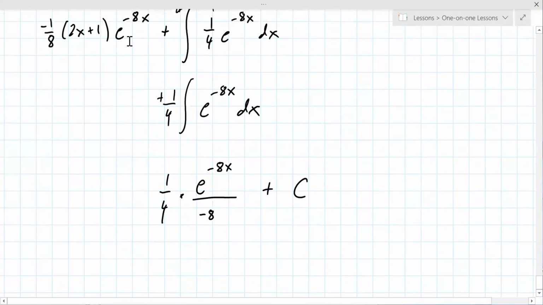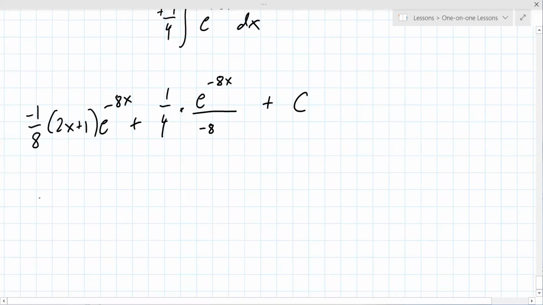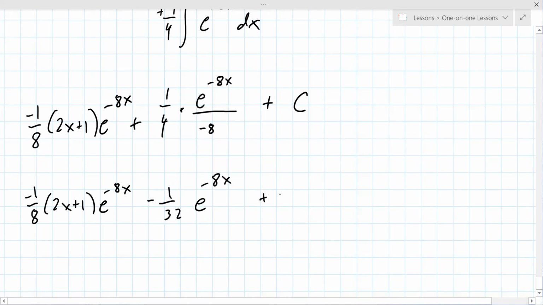And then you bring down this other stuff. So negative 1/8, 2x plus 1, e to the minus 8x plus this. And then you can simplify. So the first thing doesn't simplify at all, but 1/4 and 8 on the bottom, or negative 8 on the bottom, that's negative 1 over 32 e to the minus 8x plus c.